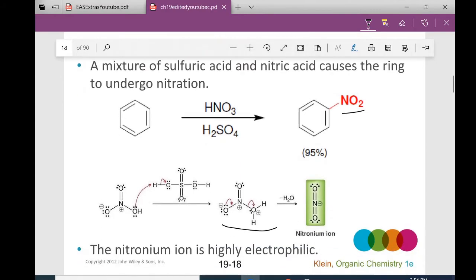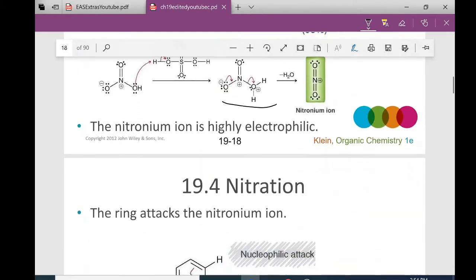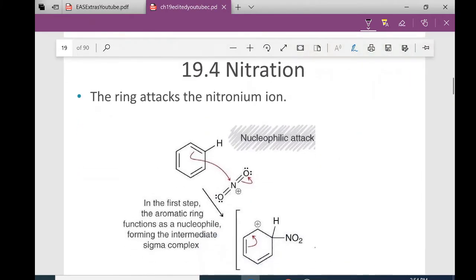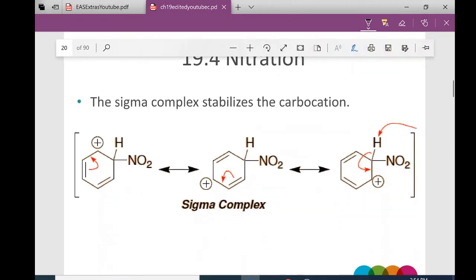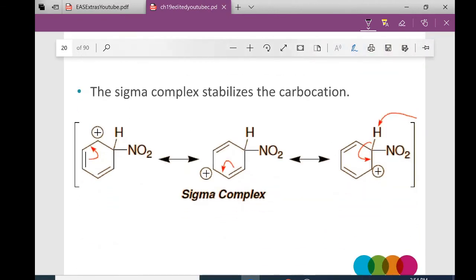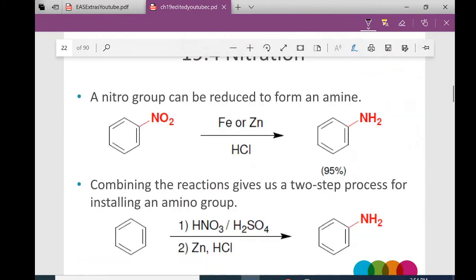This nitronium, or NO2, is highly electrophilic and can be attacked by the benzene ring, which is acting as a nucleophile. So we get the same mechanism where we have our sigma complex, and we have that positive charge with resonance all around the ring. In the last step, something acting as a base comes along and pulls off that hydrogen that we're replacing, leaving us with the NO2 on the ring.